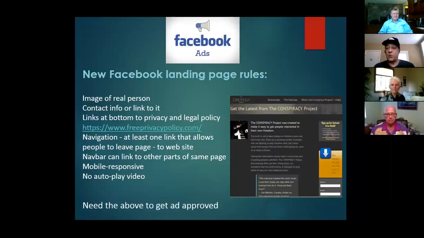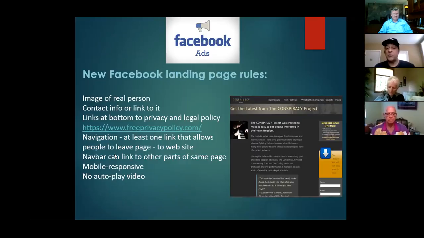They want an image of a real person. It doesn't have to be you, but it could be. They want your contact info or a link to it. They want links at the bottom to your privacy policy, and your legal policy if you have one. And if you don't have a privacy policy, freeprivacypolicy.com will give you one. It should have navigation, at least one link that allows people to leave the page. So that one would go to your website.